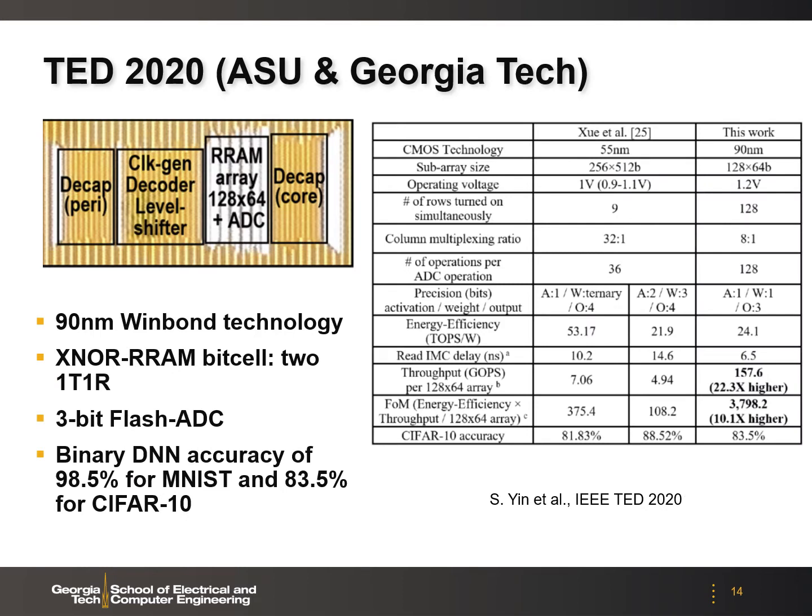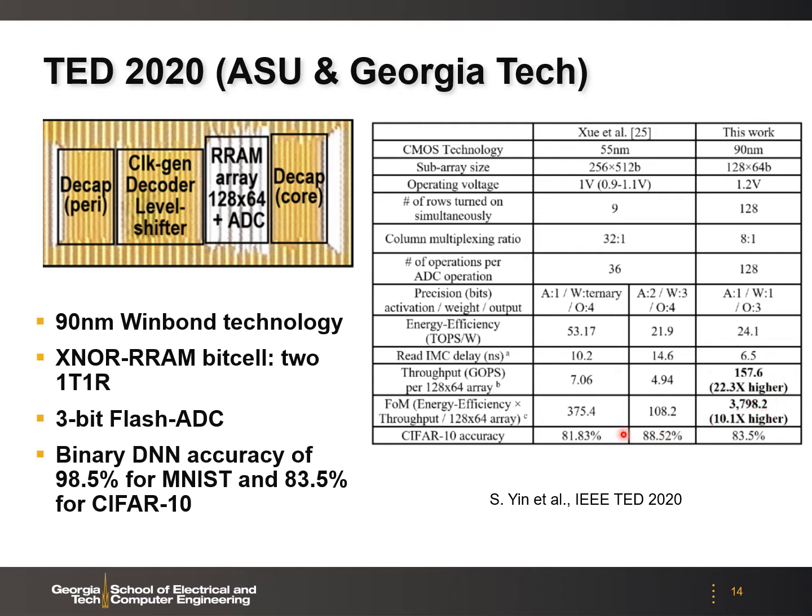Let's also review some of the recent progress in RRAM-based designs. This design was implemented in 90nm Winbond's hafnium oxide RRAM technology, and the array can support simultaneously turning on all of the rows, compared to the prior work, which can only turn on 9 rows at one time. This one can achieve much better throughput. For example, here you see the throughput can be like 20 times higher.